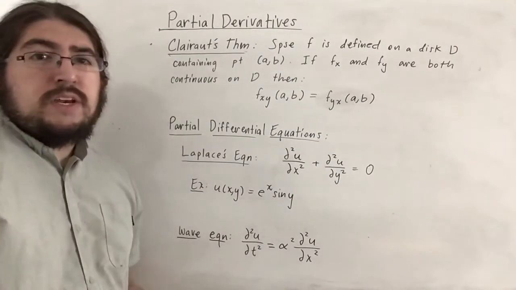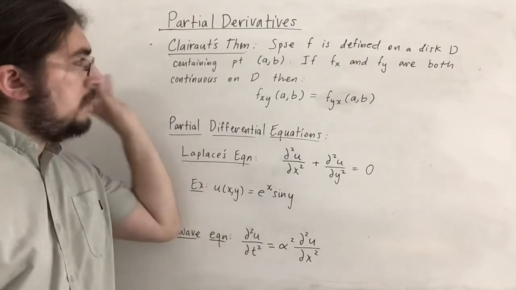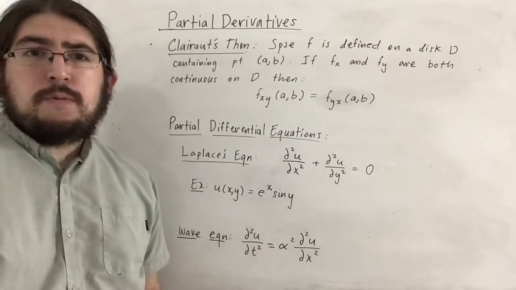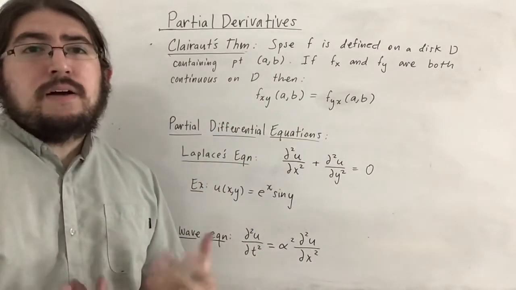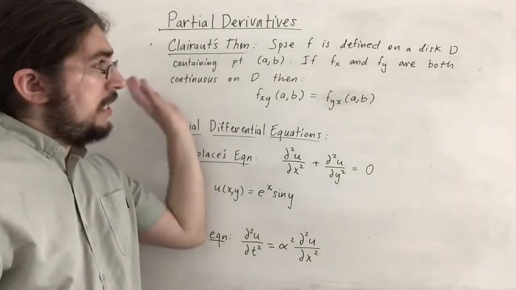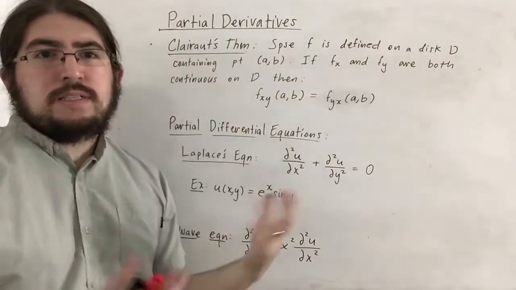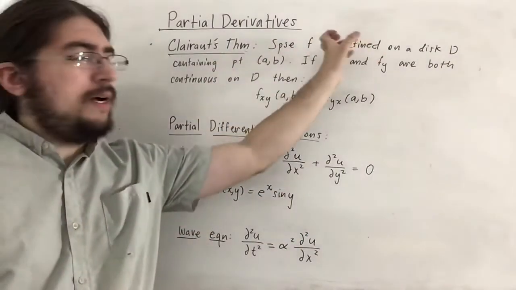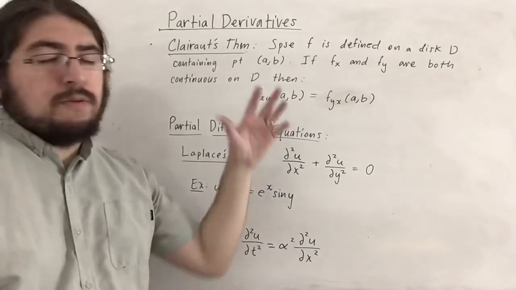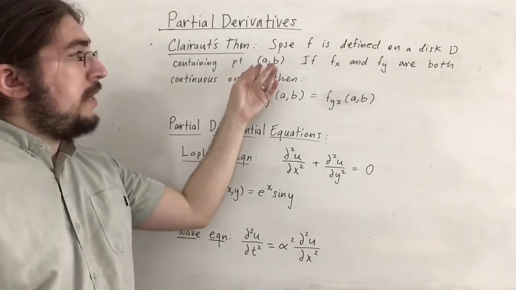Alright, so this is where the video actually starts to come to a close, and the last things I want to talk about are these, starting off with Clairaut's theorem, which just summarizes what we saw in the last example, that fxy is equal to fyx. Of course, this only happens in certain cases, and here's when it happens. Supposing that f is defined on a disk D, so just some domain D on the xy plane, containing a point (a, b).